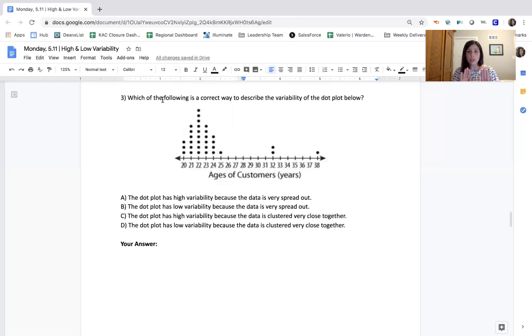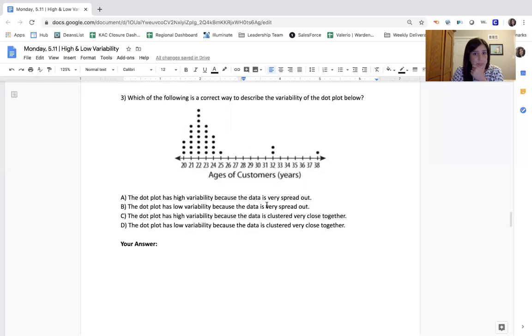Okay, so each of these answers has two parts to it. It kind of gives me like a claim and evidence statement. Ms. Harris would be so proud of me. So my claim, I have to either decide, does this have high variability or low variability? And then once I narrow that down, I have to decide what the right reasoning is. So let's first figure out if this has high variability or low variability.